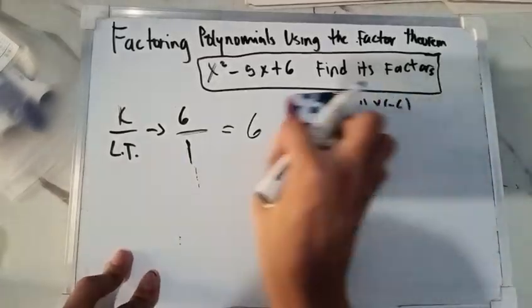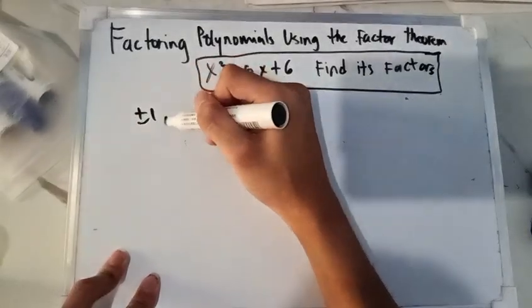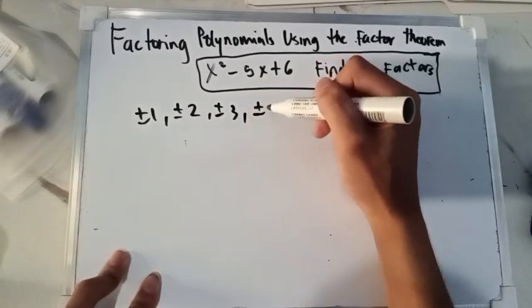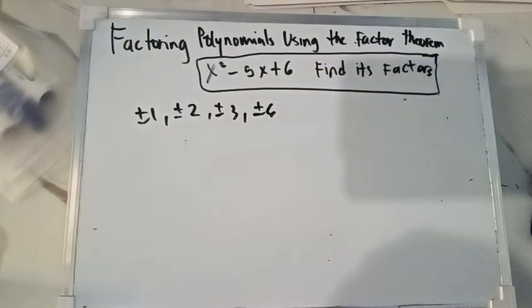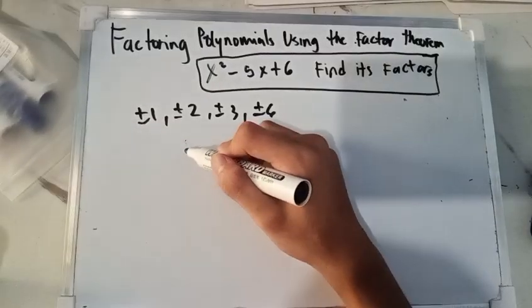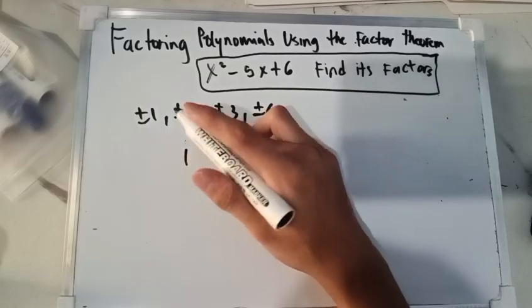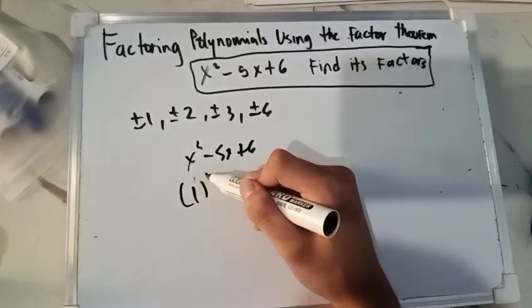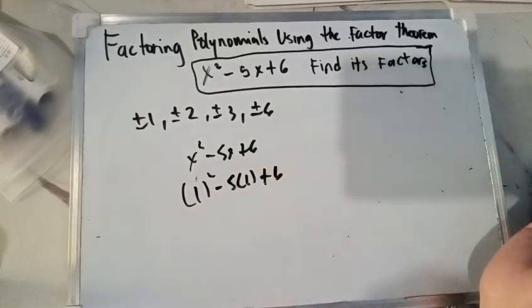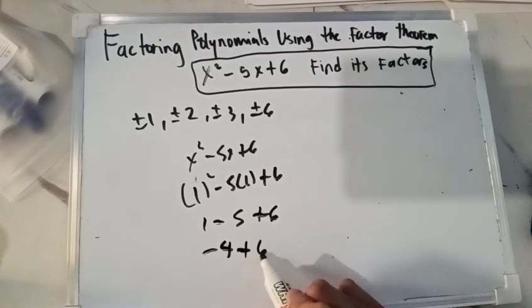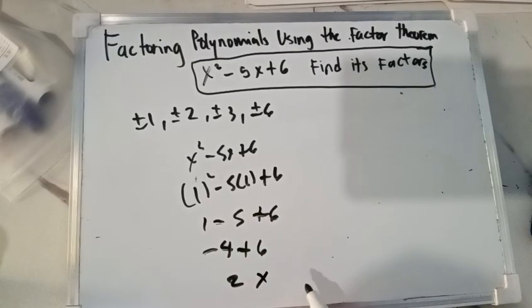So let's try that. I will write again the possible values of the polynomial. Let's substitute 1, in x squared minus 5x plus 6. Then this is 1 squared minus 5 plus 6. 1 minus 5 plus 6 is 2. So this is not a value.